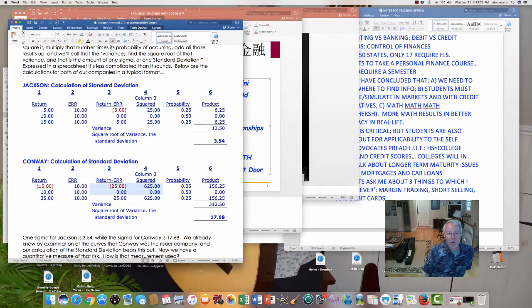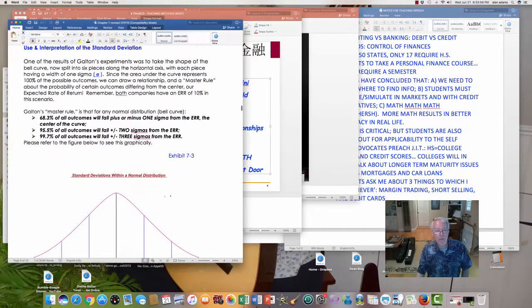And I follow all the same procedures. I add up all my products and I get the variance. And my sigma, once I take the square root of 312.50, is 17.68. Depending on what you're applying it to, that number can mean anything, but in this case, it represents a percentage. So, that is 3.54% for Jackson, 17.68% for Conway. We immediately conclude, as we already intuitively knew, that Conway is the riskier of the two companies.